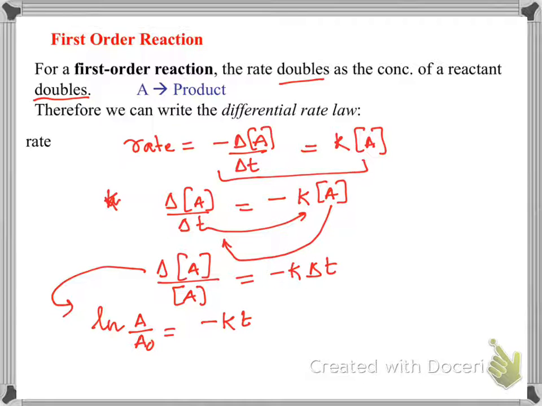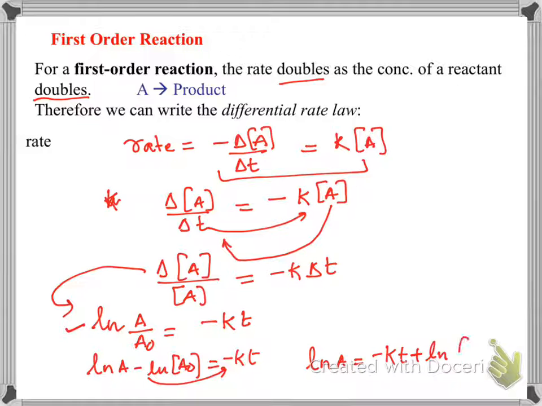But this is what you need to know: if I rearrange this equation, it will be ln A minus ln A naught equals negative kt, and if I bring it to this side, it will be ln A equals negative kt plus ln A naught. So this is your first order reaction equation.